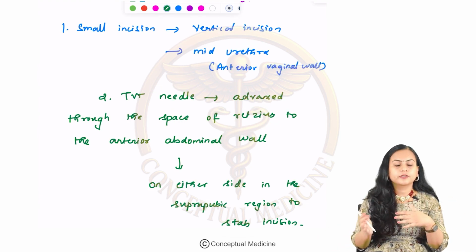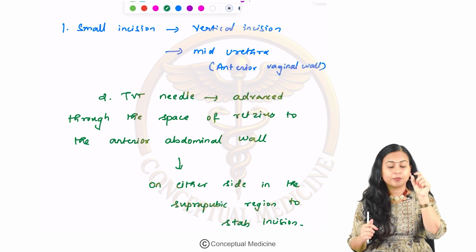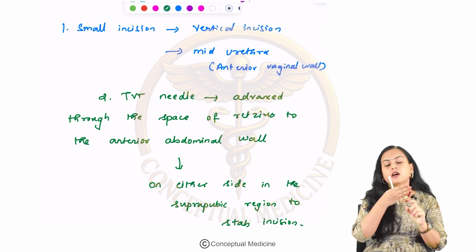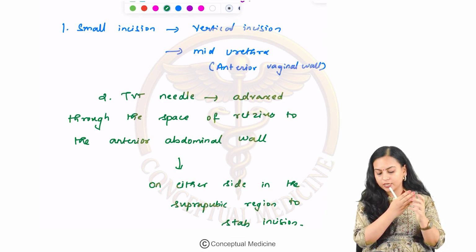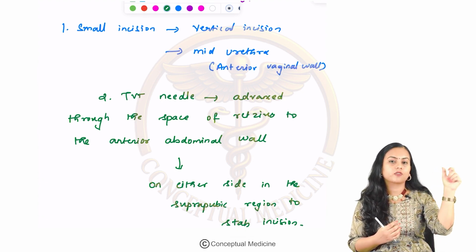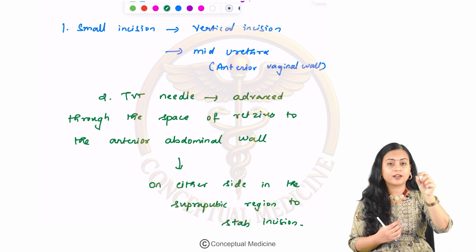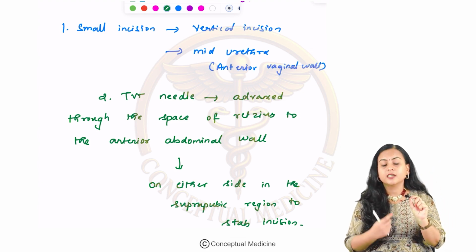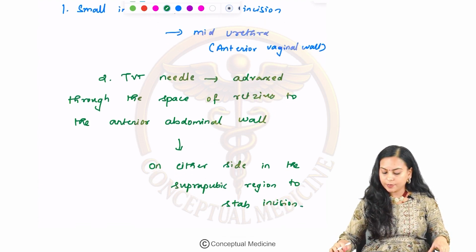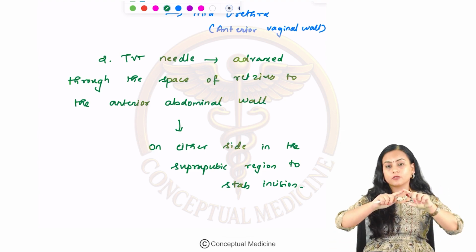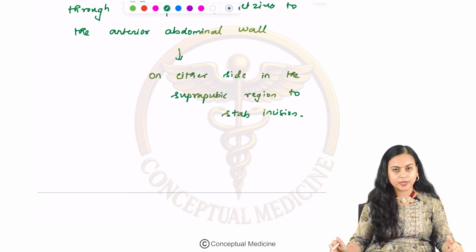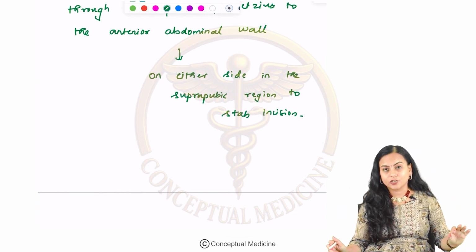So, can you understand what it is? We are finding the urethra, and in the mid urethra on the anterior vaginal wall we are giving an incision. Then you are inserting the TVT needle, transvaginal tape, through this. What is happening is you are giving a vertical incision, then inserting the TVT needle which goes through the space of Retzius and passes through the anterior abdominal wall so that it covers either side of the urethra and comes to the suprapubic region.